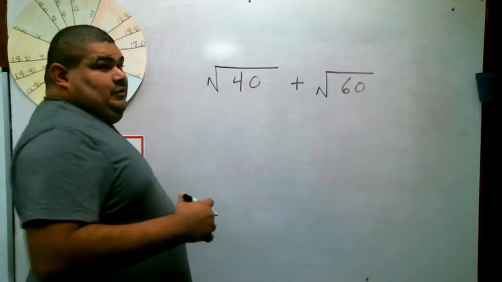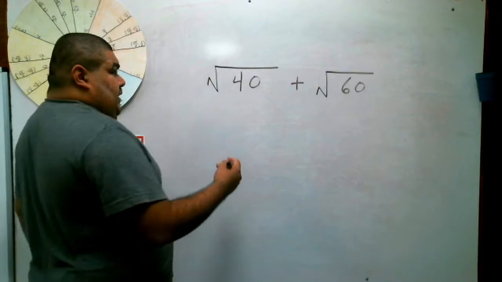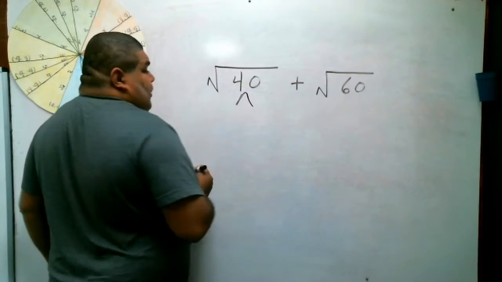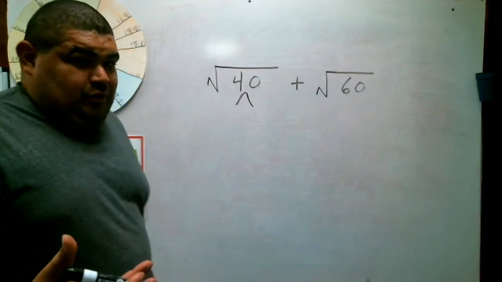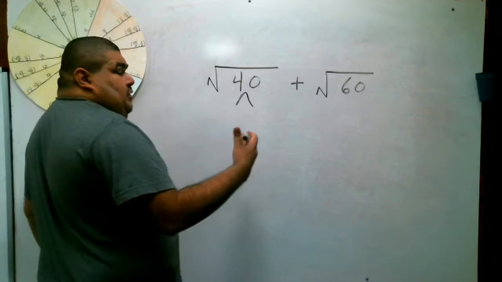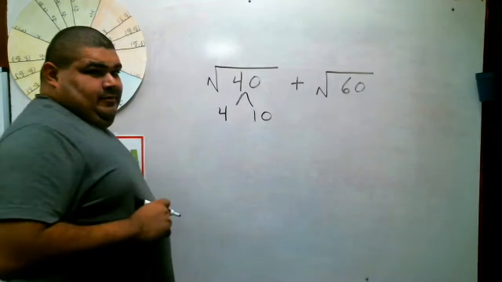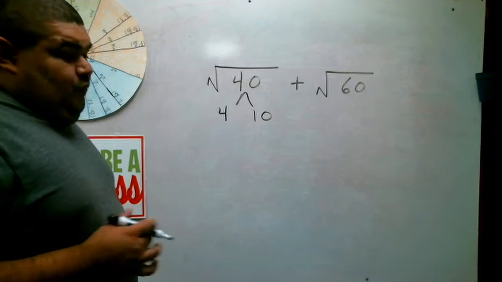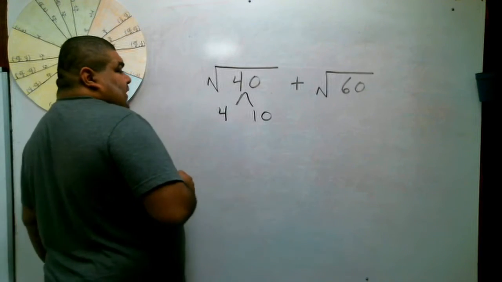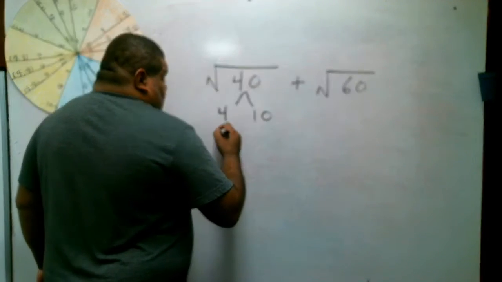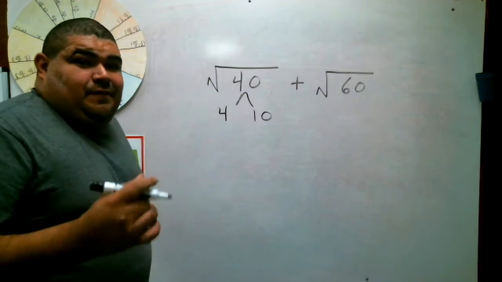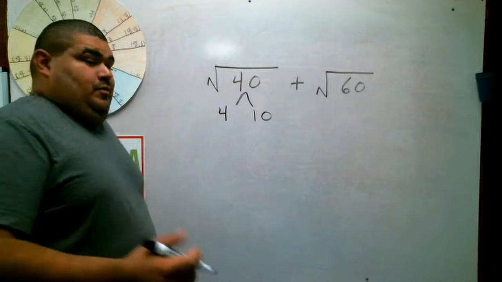Two numbers that give us 40, okay? We can do 2 and 20, that's fine. I'm going to do a little simpler one. I'm going to do 4 and 10. Okay, 4 times 10 is 40. If we can break down the numbers even further, go ahead and break them down, okay?